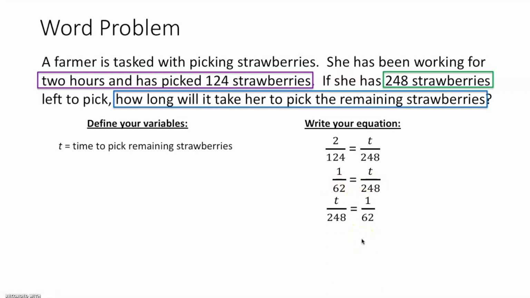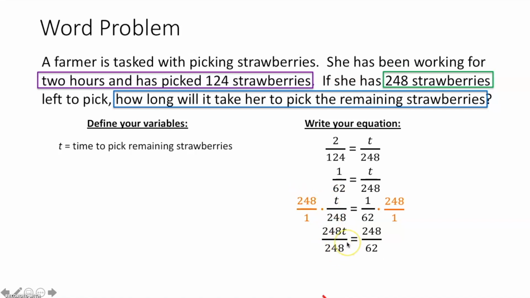Next, we can move the constants to the right. So this 248 has to go over here. How do we do that? Well, since it's divided by 248, I do the opposite, the inverse. I multiply both sides by 248. Remember, 248 is the same thing as 248 over 1. Now it's easier to see that these are going to cancel each other out, or you could just multiply straight across, however you want to do it.